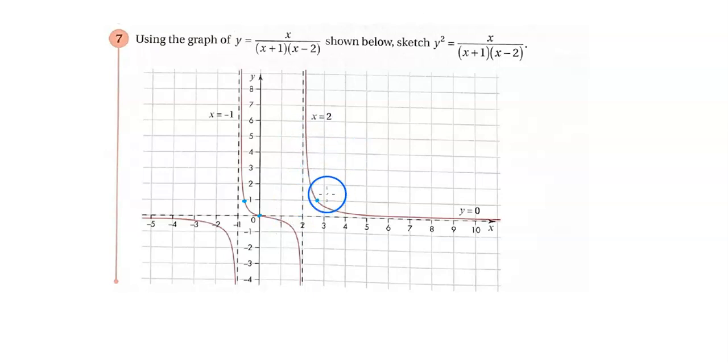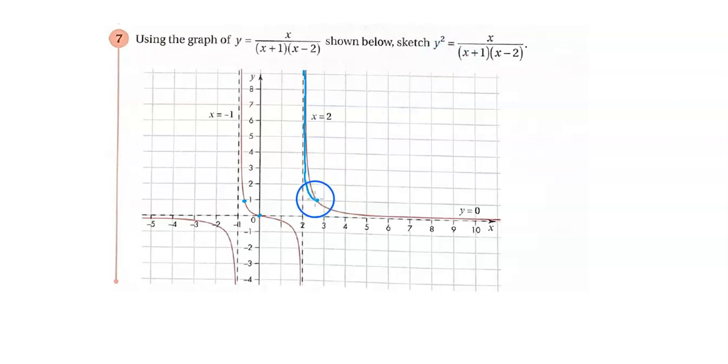And then we observe that for y greater than 1 on the y graph, the y values on the y squared graph are less than those y values. But they still have the same vertical asymptote at x equals 2, which means we're going to have this shape here. The y values are going to be slightly less for the y squared curve.